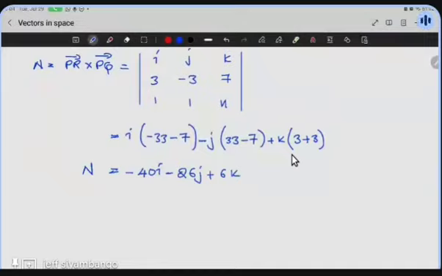So from the normal, remember, this is where we extract A, B, and C. So we're getting A here as minus 40, B minus 26, C, yes?